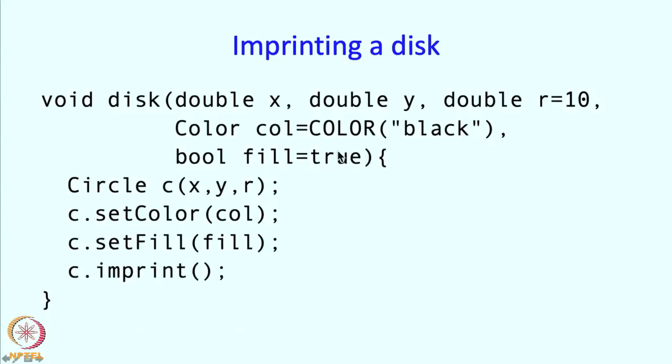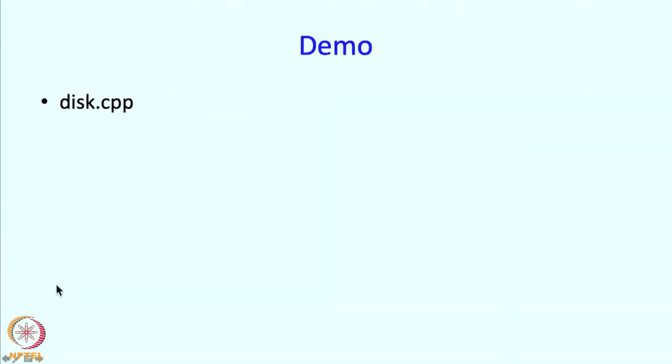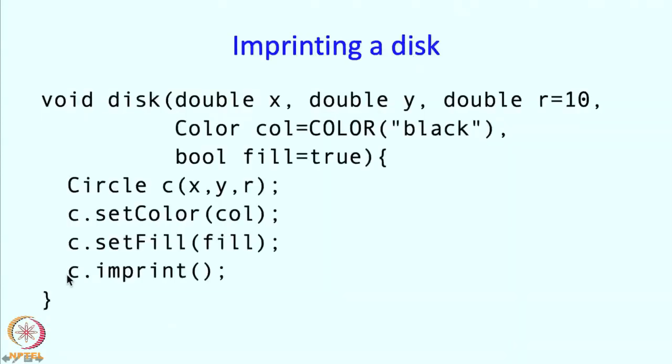And then finally, that circle that you drew, whose color you set and which you decided to fill or not fill, will be imprinted. You remember that if you call a function, then at the end, everything that is created inside this function goes away. But if you imprint it, then that imprinted picture will stay on the screen.